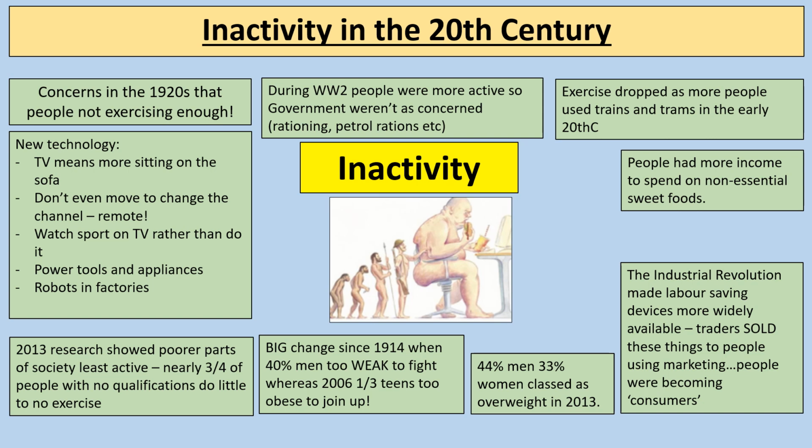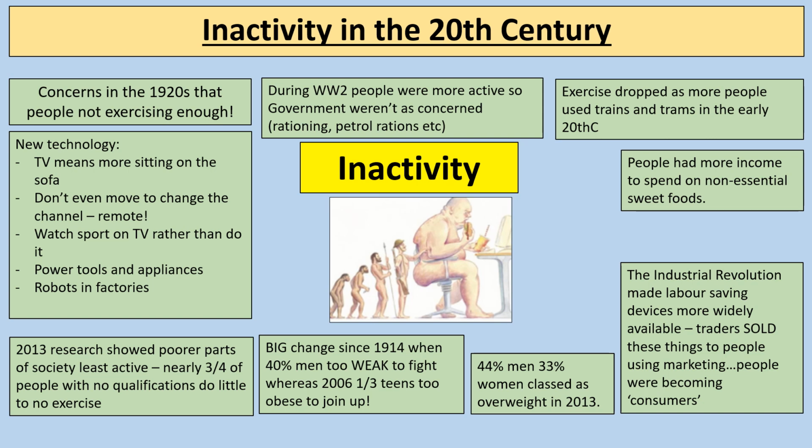So we're just going to look at the idea of inactivity now. There were concerns even way back in the 1920s that people were not exercising enough. During World War II, people were more active, so the government weren't as concerned because of rationing. People were eating better. Petrol rations meant that people were walking more. Exercise dropped as more people used trains and trams in the early 20th century.